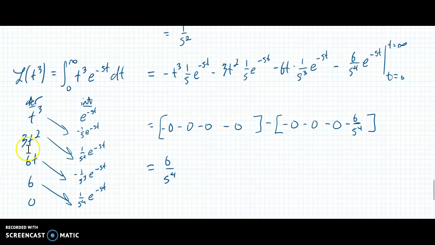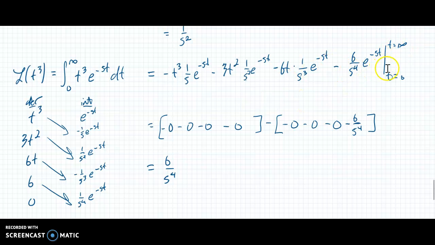So I do some integration by parts, derive, integrate. Same pattern, alternating, powers increase. Same pattern, I multiply out front, right? So I get all these products, right? t cubed with a 1 over s. All of them are going to have an e to the negative st, and all of them are negative. 3t squared with a 1 over s squared. 6t with a 1 over s cubed, and then 6 all over s to the 4th.